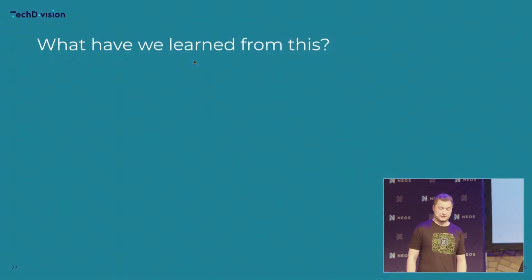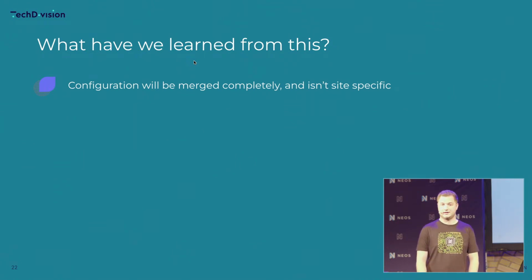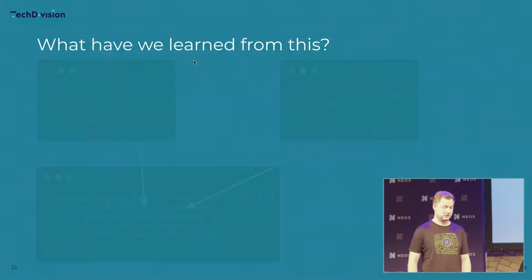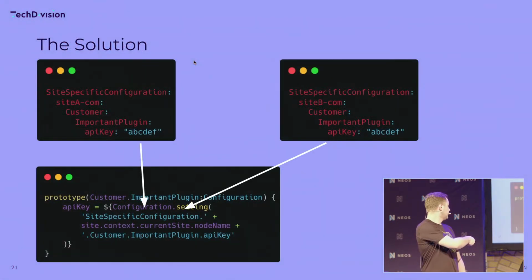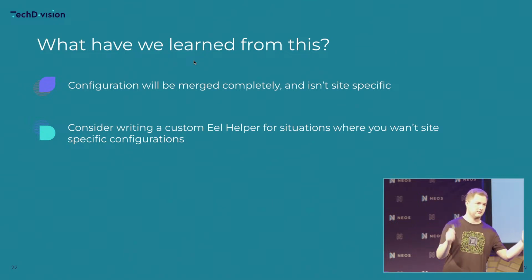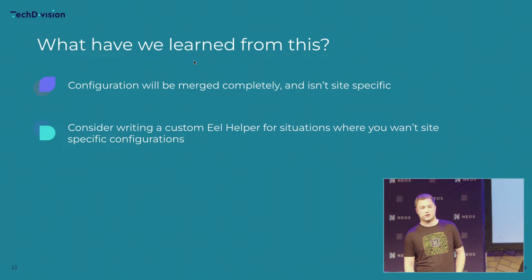What have we learned from this? Well, as I told already, the configuration will be merged completely and isn't site-specific. Maybe you can consider writing a custom EEL helper, which does all of the abstraction that I showed you. In this EEL helper, you also could include some fallbacks to the default configuration. You can even abstract the logic of getting the current site node name or stuff like that.